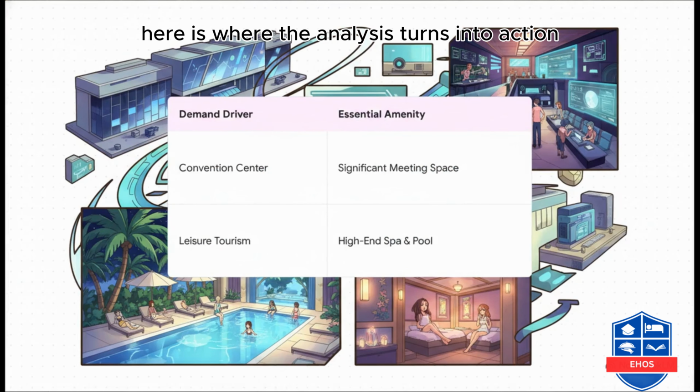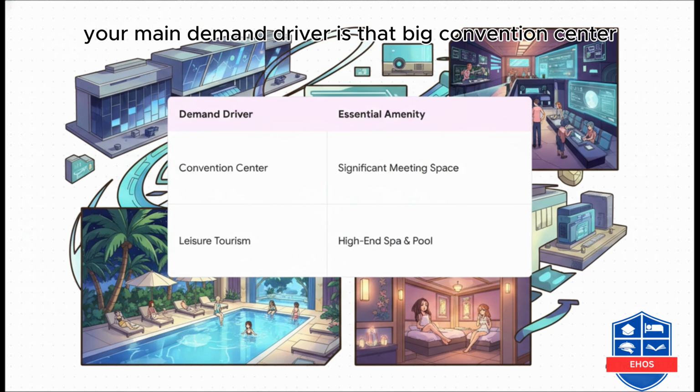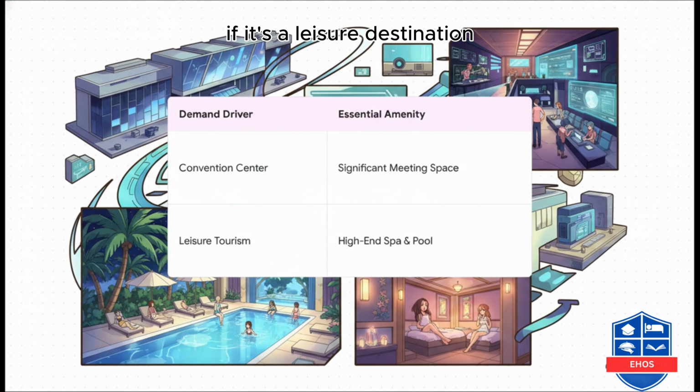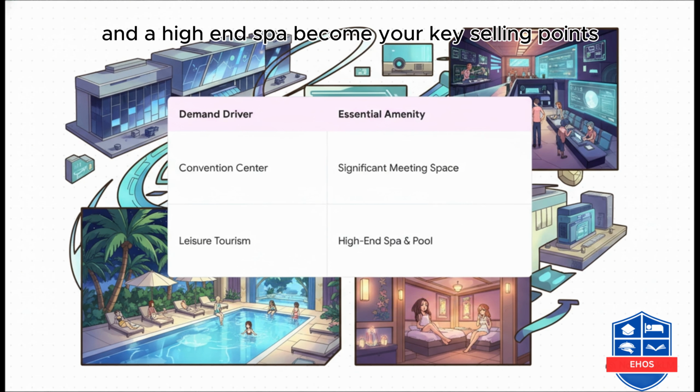And here is where the analysis turns into action. This is where the rubber meets the road. If you know your main demand driver is that big convention center down the street, then your hotel absolutely must have significant top-of-the-line meeting space. If it's a leisure destination, then a beautiful pool and a high-end spa become your key selling points. You build what the market is actually asking for.